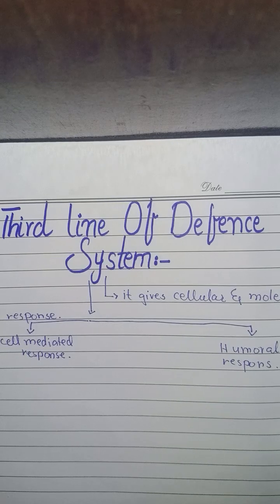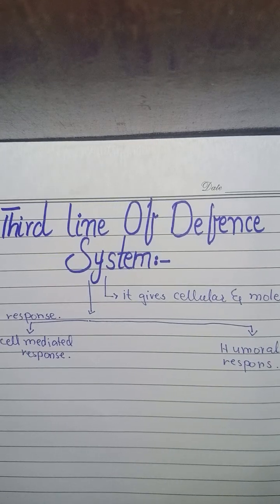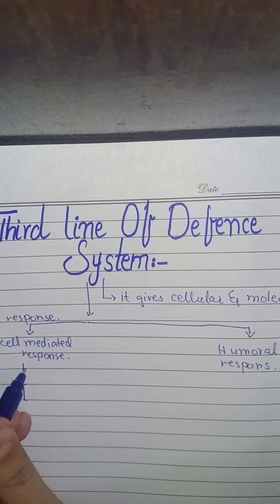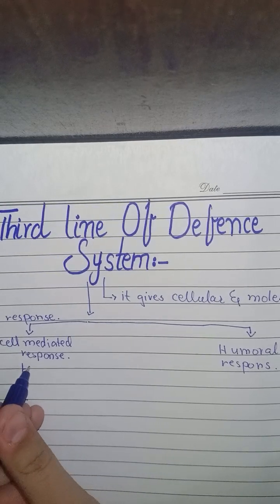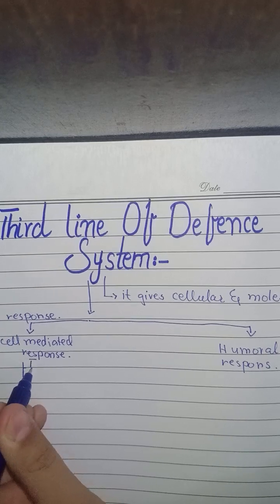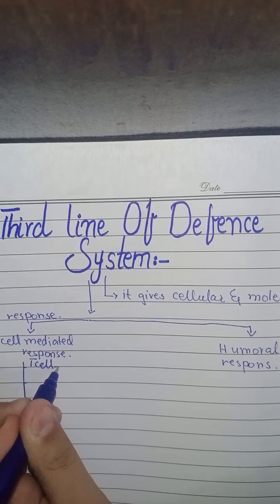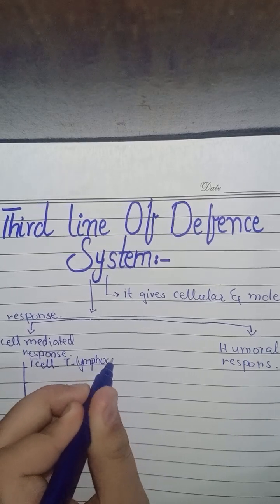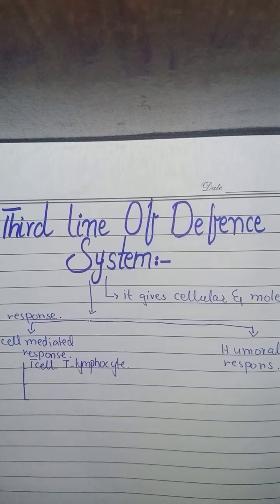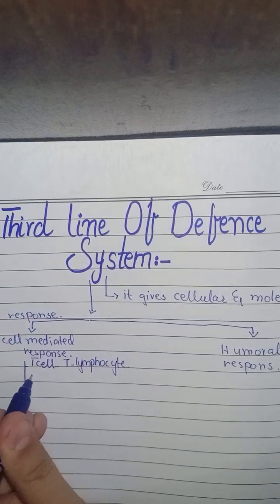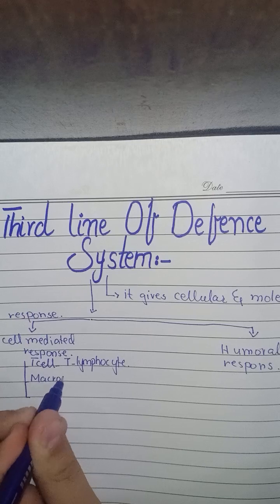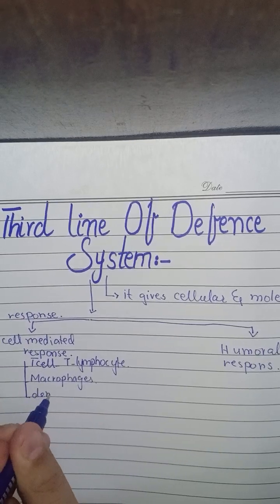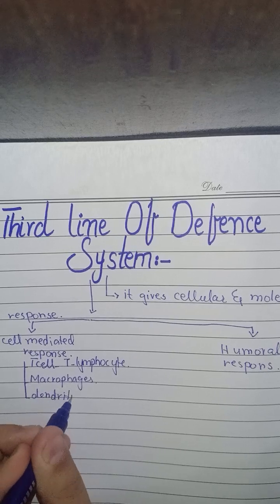Okay, so here you can see, first of all, the cells which are present in the cell mediated response just kill the pathogen or the antigen. So these are T cells or the T lymphocytes, and the second one is macrophages, while the third one is dendritic cells.